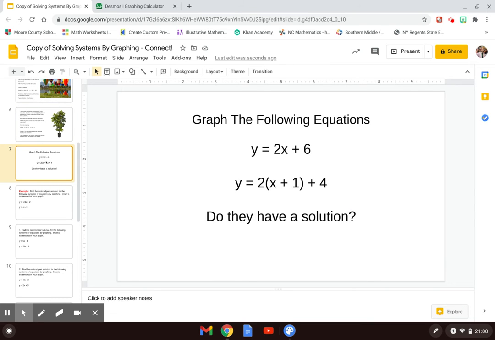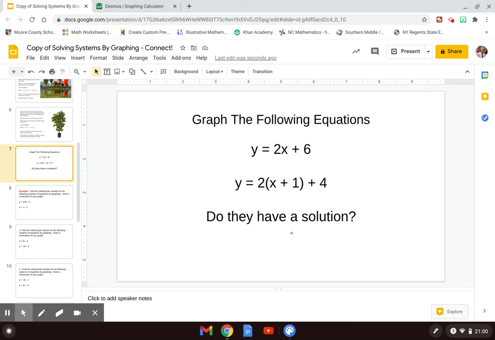All right, so let's look at this one. This one says graph the following equations. y equals 2x plus 6 and y equals 2 times x plus 1 plus 4. And the question is, do they have a solution?